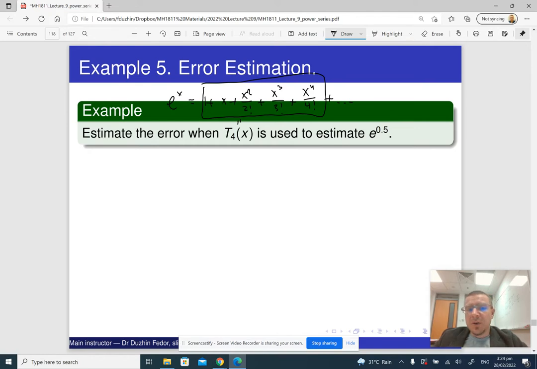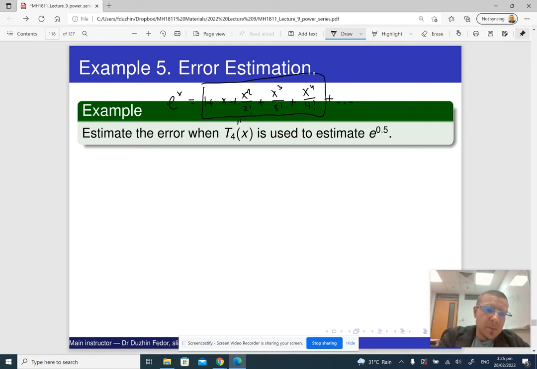If we, instead of computing e to the 0.5, which, by the way, we cannot really compute exactly, because when we do it on a computer, under the hood, the computer probably just computes the sum of the Taylor series. So the question is how good is this approximation. So the error term here.